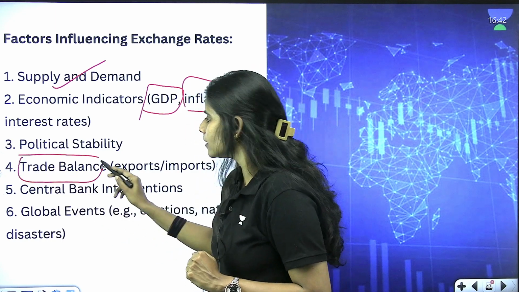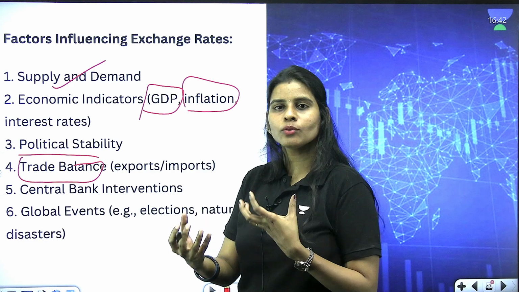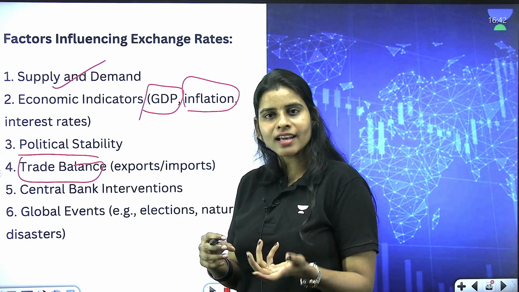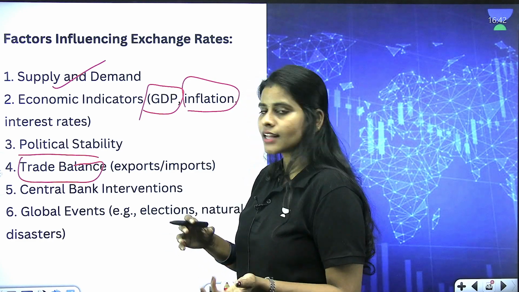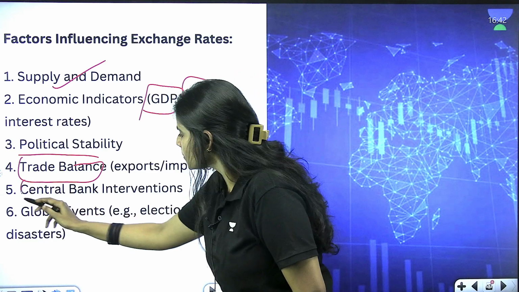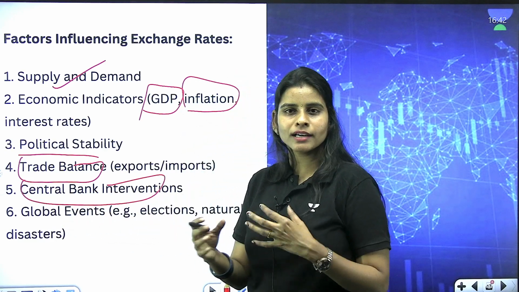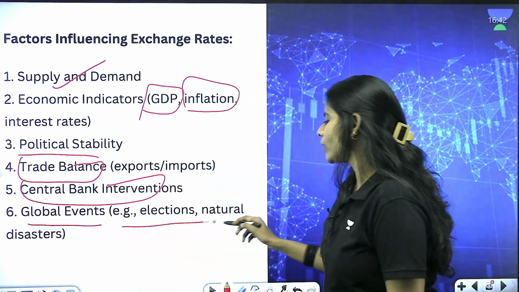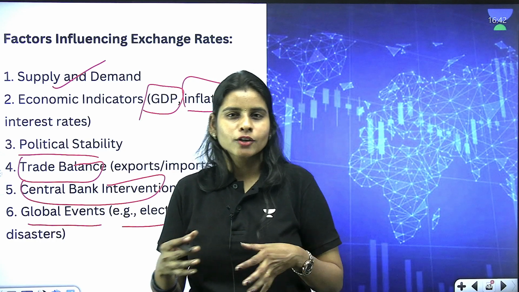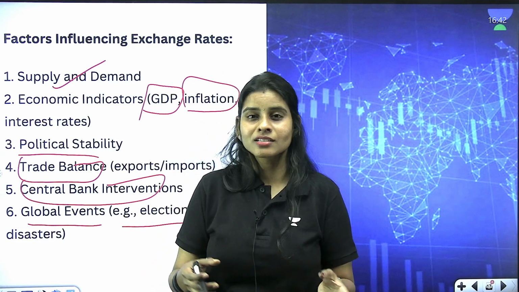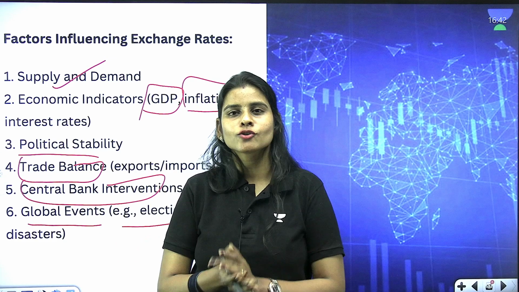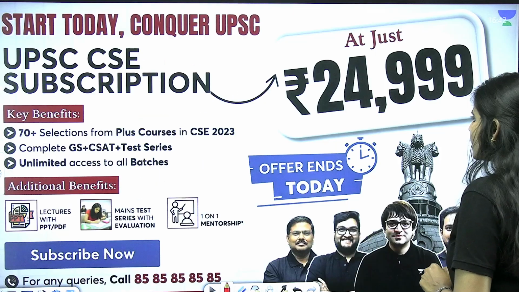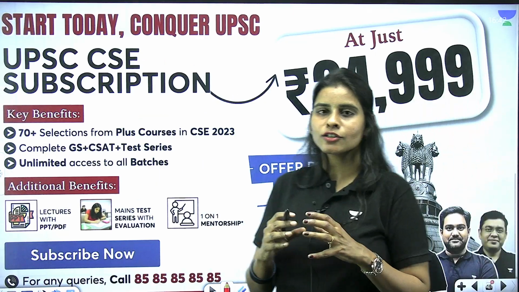So again, the trade balance, if you are importing more than what you are exporting, obviously you will have demand for foreign currency. In that case, the value of domestic currency will decrease. That will lead to depreciation. So central bank interventions, as I told you, RBI will go for revaluation, devaluation, etc. And then global events, like whenever the elections happen, as in case of US, etc., whenever natural disasters like COVID-19 comes, in that case also the exchange rates can get varied. Okay, so this is all about the exchange rate systems that we have, and this is for today.